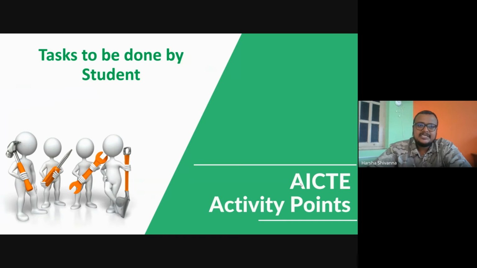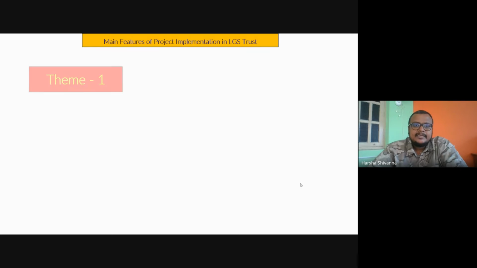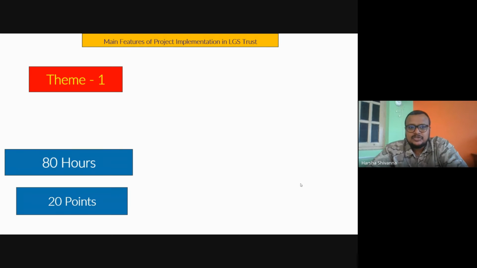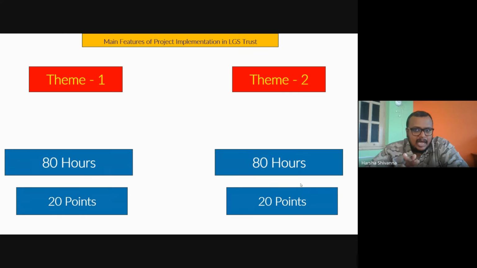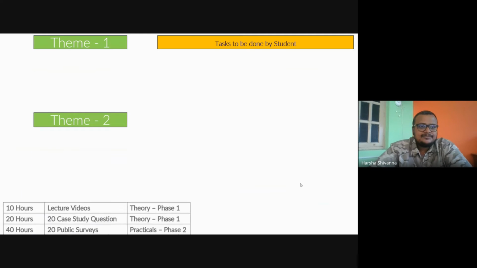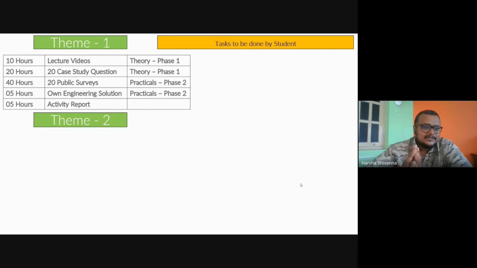Now, the next question is, what does a student have to do if they pursue the activity points under LGS Trust? We have divided the activities into 2 themes, theme 1 and theme 2. Under both themes, a student can earn 20 points or more, but per activity, they can earn only 20 points. Now, theme 1 involves theory plus survey. That means this is how the 80 hours are split. For the first 10 hours, there are recorded lecture videos. Students need not visit our office. Students need not attend the online classes.